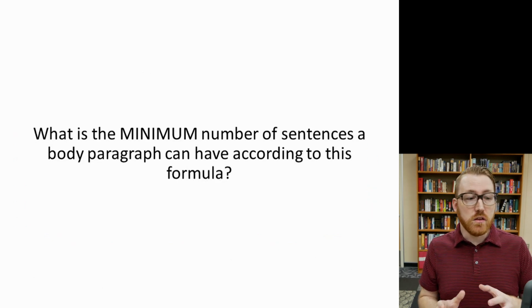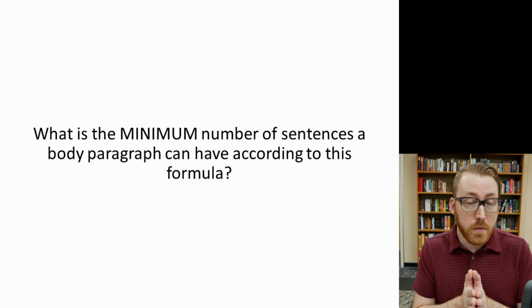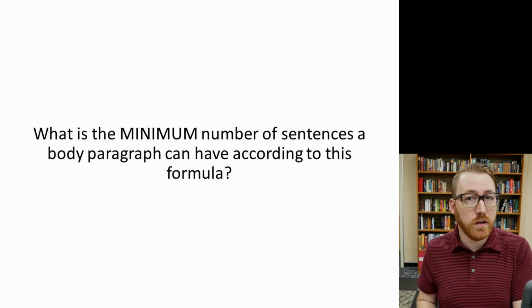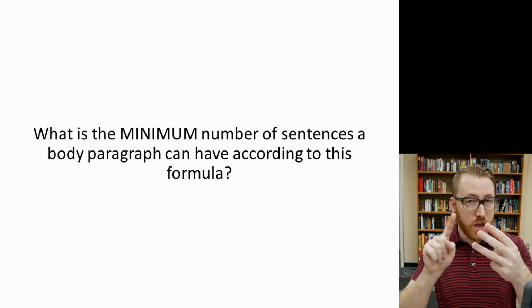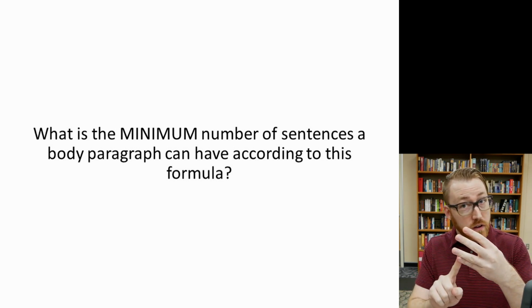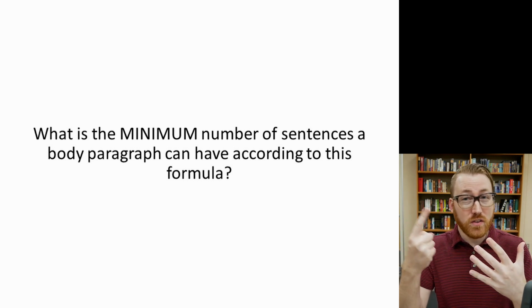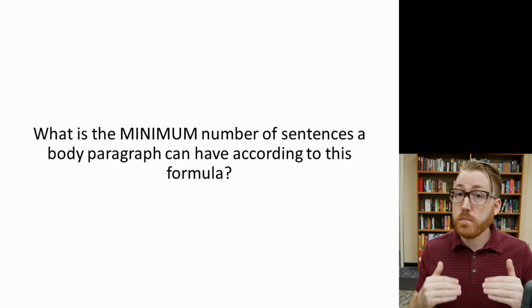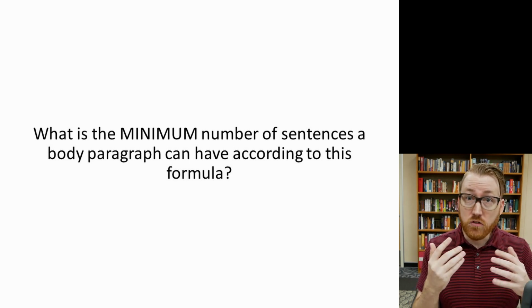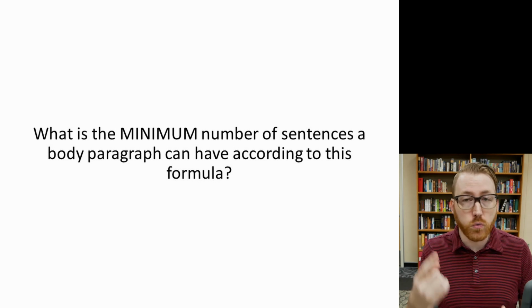So the question then is, what is the minimum number of sentences that you can have in a body paragraph if you're following this formula? Think about it. You have a topic sentence, a piece of evidence, the explanation, another piece of evidence, the explanation for that, and a closing or transition connection sentence. That's 6. That's if you're being really concise, and that's if each piece of evidence is only 1 sentence, or each explanation is only 1 sentence.